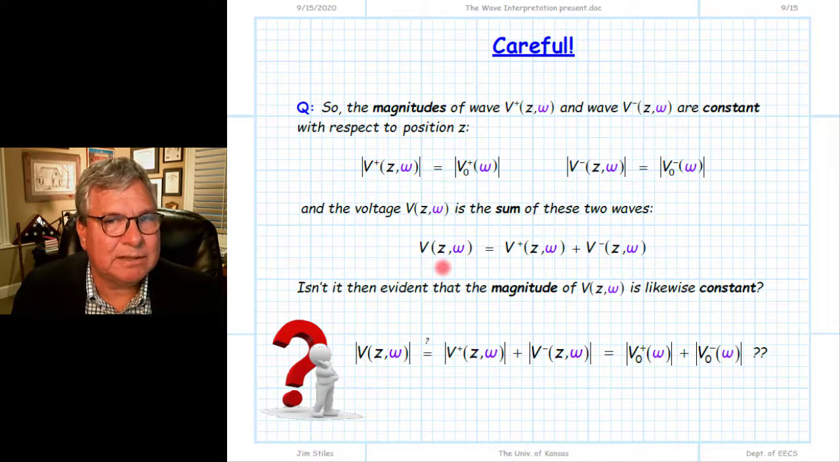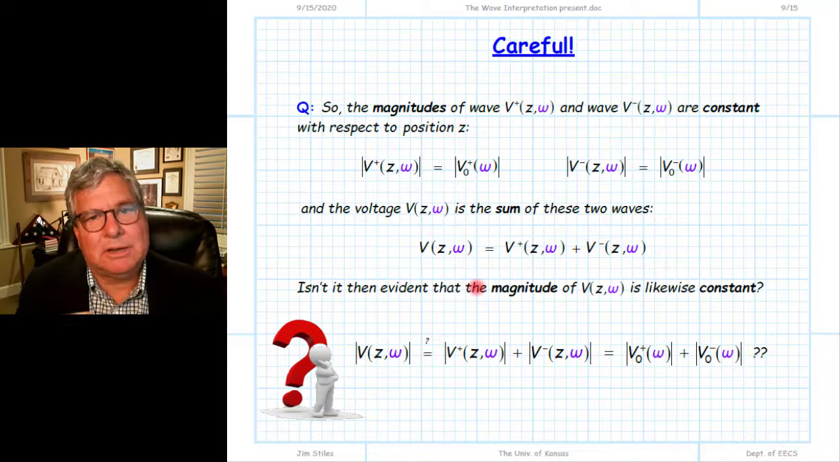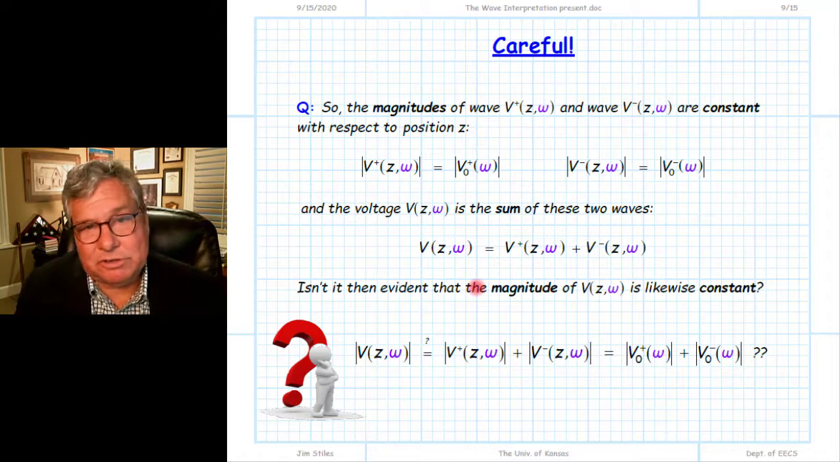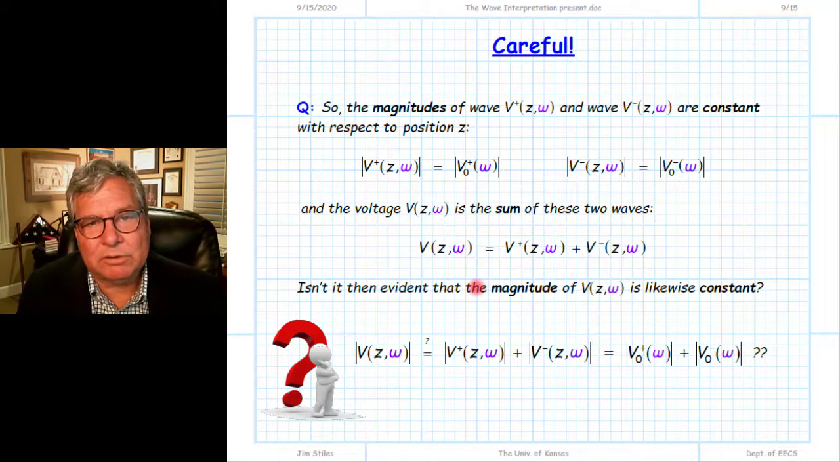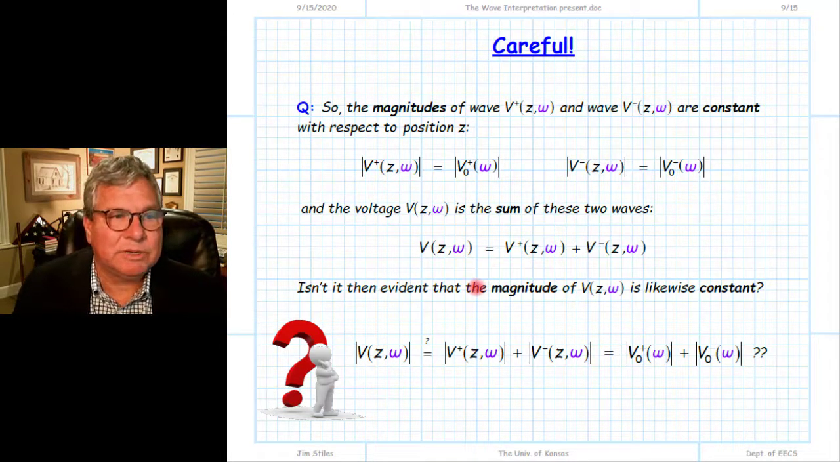Now, here's the mistake that students often make. If I want to know the magnitude of this total voltage, the magnitude that we'll measure along our transmission line, students oftentimes will say, well, gee, the total voltage is just a superposition of the plus wave and minus wave voltages. The magnitude of the plus voltage and the magnitude of the minus voltage are both constants, so surely if I add them together, the result will be a voltage whose magnitude is likewise constant with respect to position.